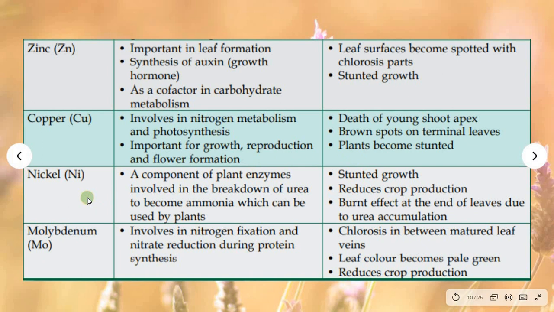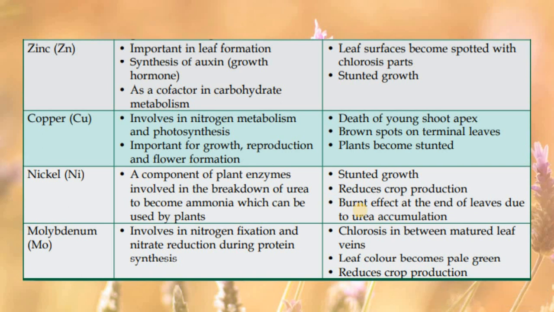Nickel is a component of plant enzymes involved in the breakdown of urea to become ammonia, which can be used by the plant. If it is lacking, it will cause stunted growth, reduced crop production, and a burnt effect at the end of the leaf due to urea accumulation. So that is referred to the lack of the nickel.